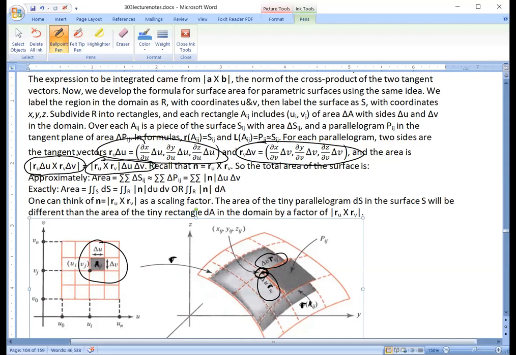Now, of course, we don't want an approximation. What we really want is an exact statement. And this becomes exact when deltas become d's and sums become infinite sums, or integrals. So finally, we have the area equals the double integral over the surface of dS. And that is just the double integral over the region, meaning over uv values, of the magnitude of the normal vector du dv. And ultimately we could write du dv as just dA.